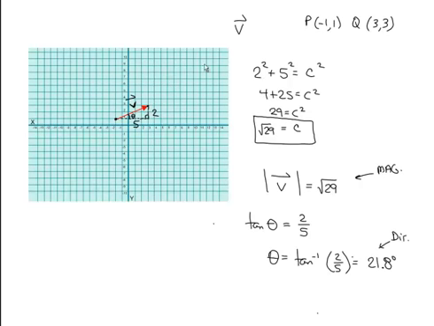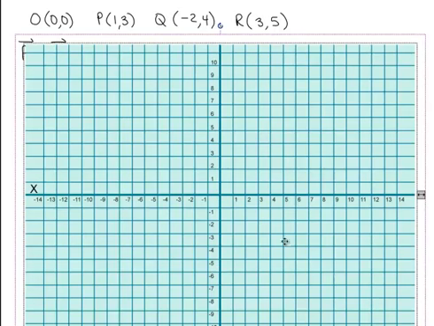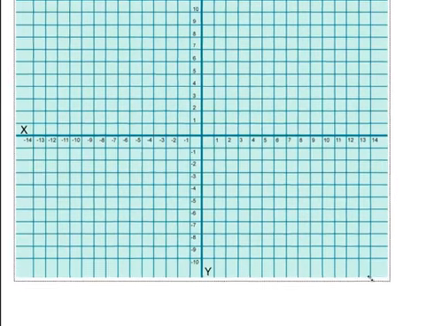Okay. What I want to do now is take some points. Point O is going to have coordinates 0, 0. Point P is going to have coordinates 1, 3. Point Q is going to have coordinates -2, 4. And point R is going to have coordinates 3, 5. And what we're going to do is things like vector PQ plus vector QS. And so I'm going to take my graph, and again, this is the geometric approach, so we're using Cartesian coordinates here.